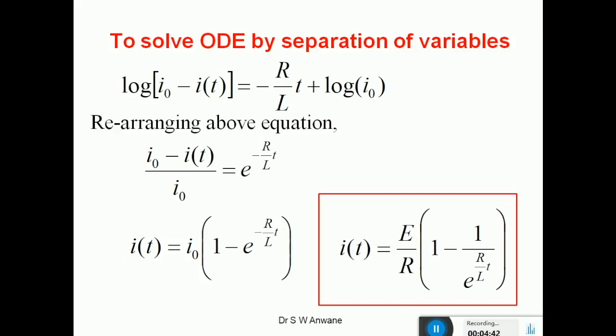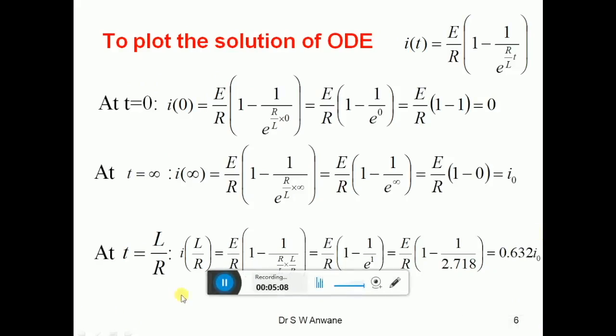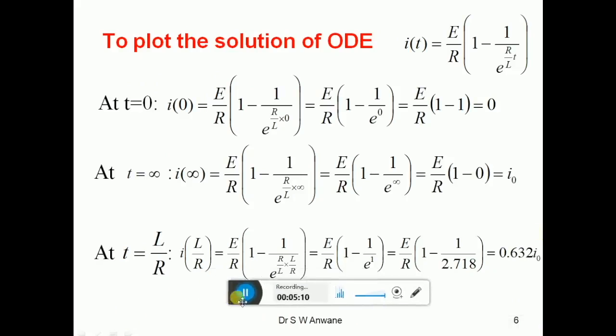So the equation in the red bracket appears: I(t) equal to E upon R, which is I0, into 1 minus 1 upon e to the power R upon L into t. So we shall just discuss this equation in detail. Now we shall discuss these cases one by one.